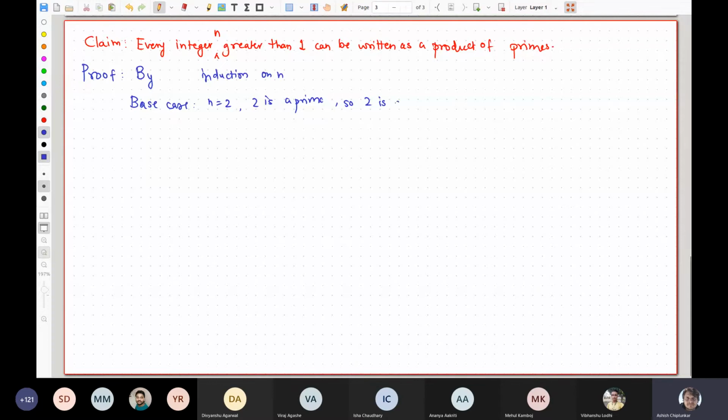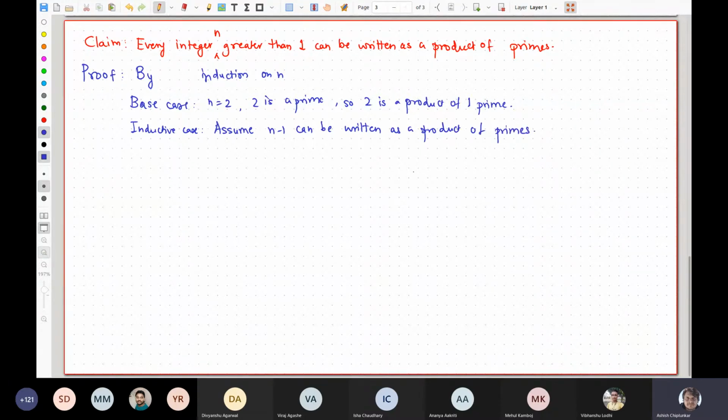So 2 is a product of just one prime. Right, so this is done. Induction case, so inductive case. Right, so assume that you are trying to use the very basic induction statement. What would you assume? So the induction hypothesis would be: assume P(n minus 1) is true, right? So assume n minus 1 can be written as a product of primes.